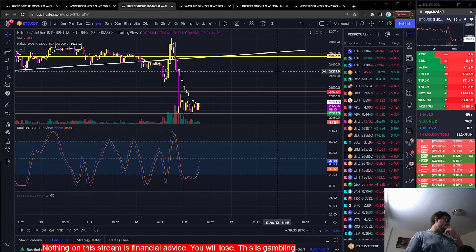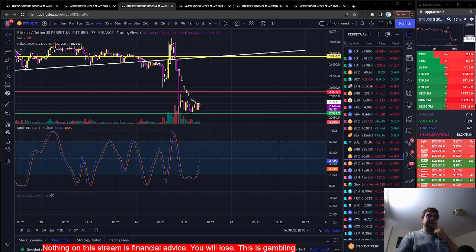of learning about indicators, how you can use these indicators to your advantage, and to be able to read the market a little bit better, to be able to understand the market a little bit better in the situations that you're in.